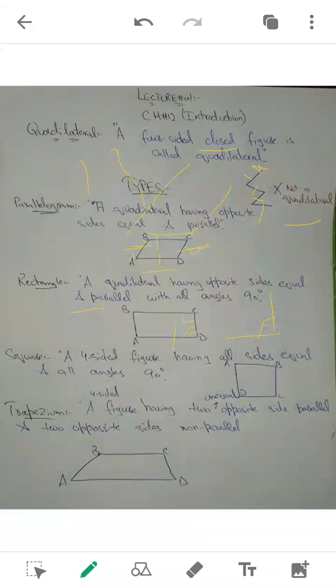Okay, the next one is a square. A four-sided figure having all sides equal and all angles 90 degrees. What is the difference between a rectangle and a square? A very sharp difference. In a rectangle, the opposite sides are equal. In a square, that is also true. All opposite sides are parallel, in both. All the angles are 90 degrees, in both. But in a square, all 4 sides are equal.